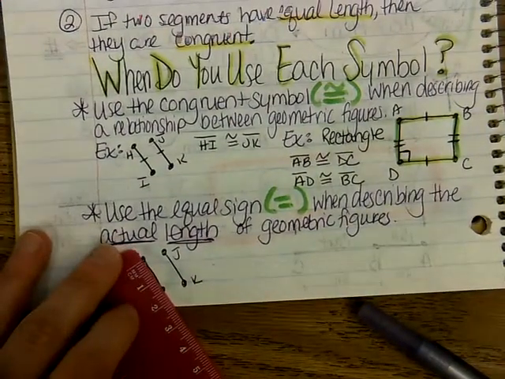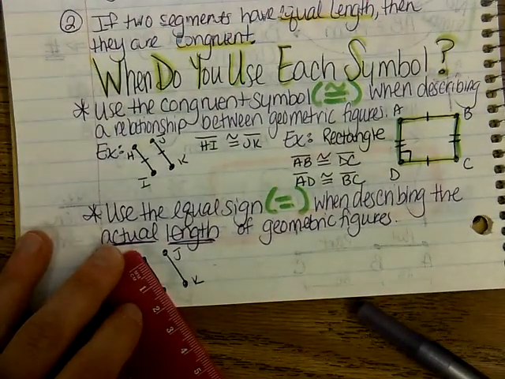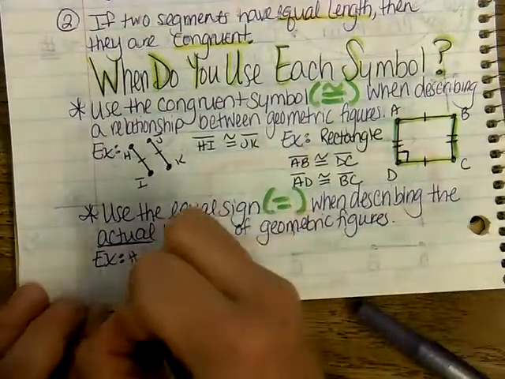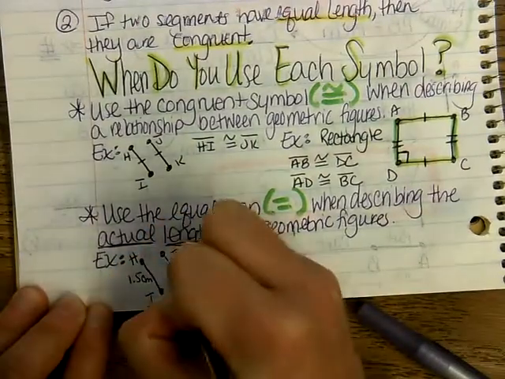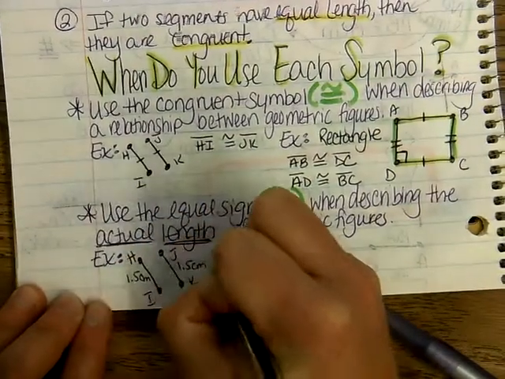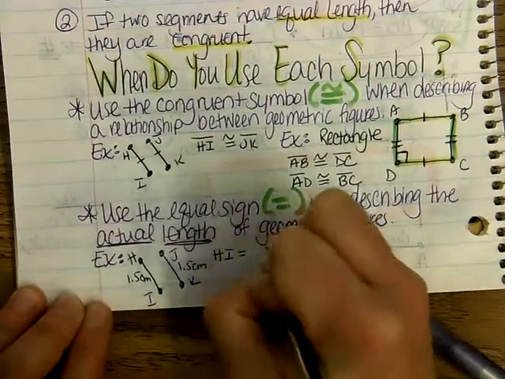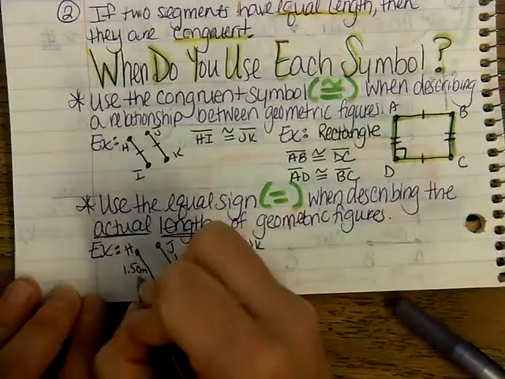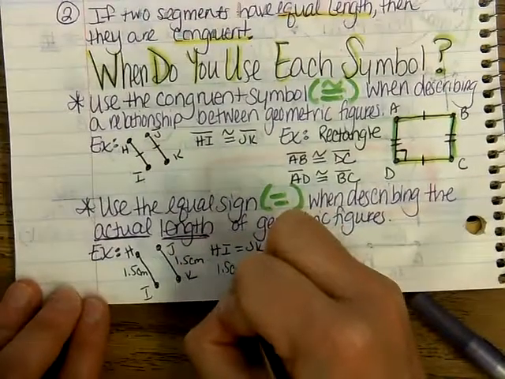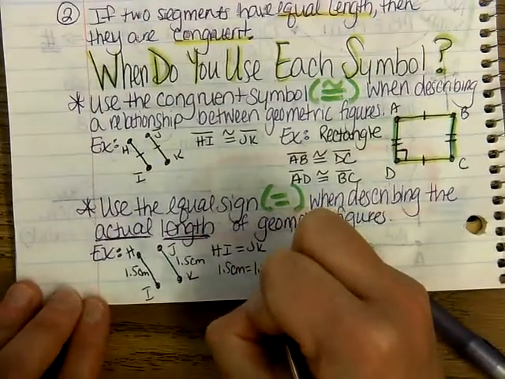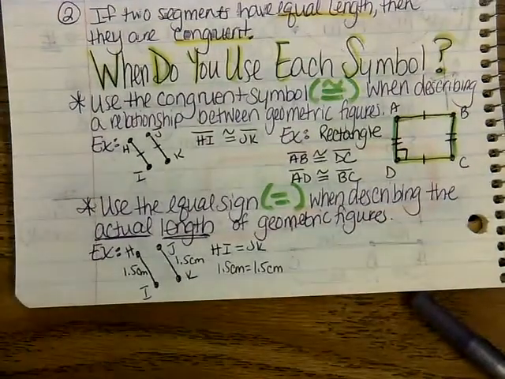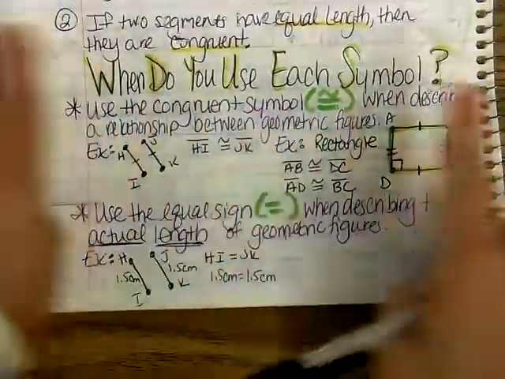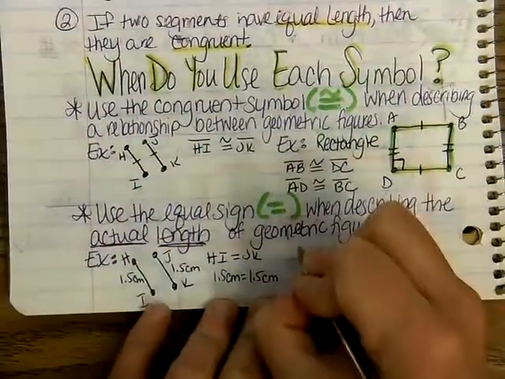And the length in this case looks like about 1.5, and it looks like about 1.5. So 1.5 centimeters and 1.5 centimeters. So we would say HI is equal to JK because we are talking about a number. That is 1.5 centimeters is equivalent to 1.5 centimeters. Numbers. I'm interested in numbers when we're using the equal sign. Up here with congruence, we had no numbers.